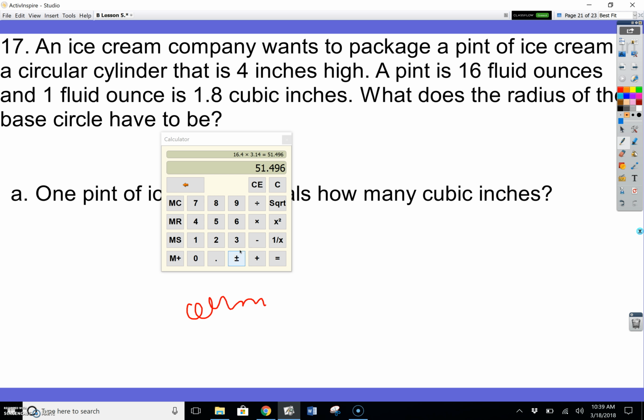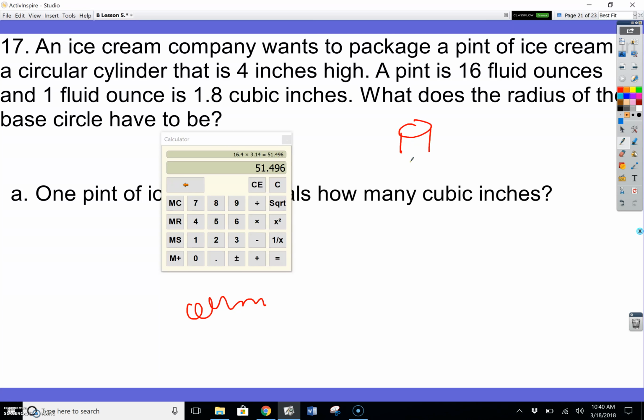Alright, so this one says, an ice cream company wants to package a pint of ice cream in a circular cylinder that is 4 inches high. A pint is 16 fluid ounces, and 1 fluid ounce is 1.8 cubic inches. What is the radius of the base circle? So guys, it's trying to trick you here because basically it's saying we have ice cream. So here's my ice cream.